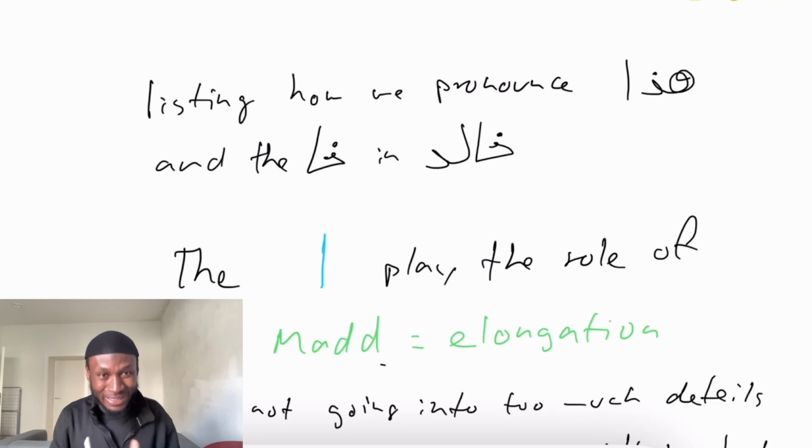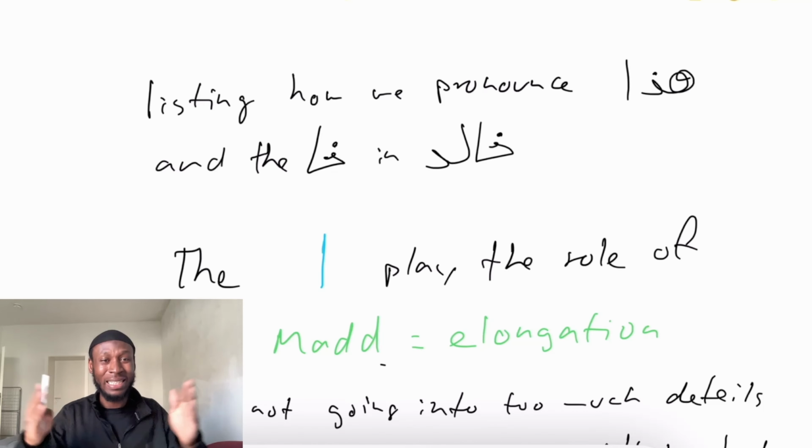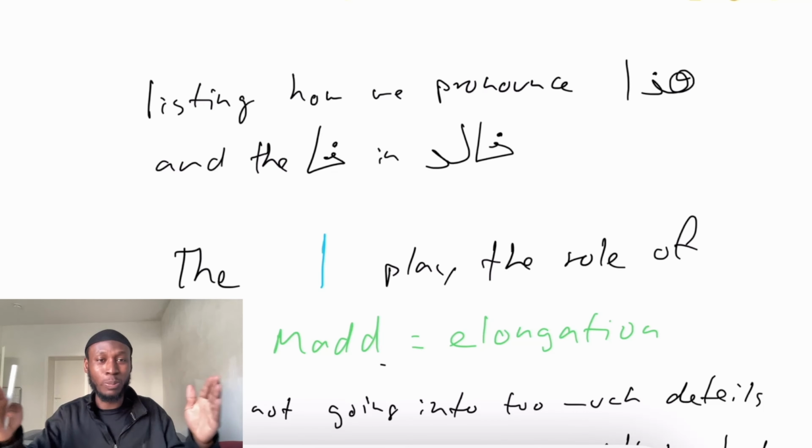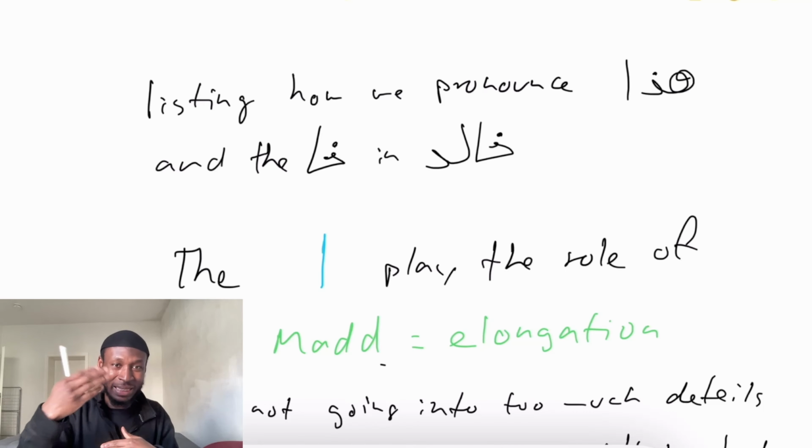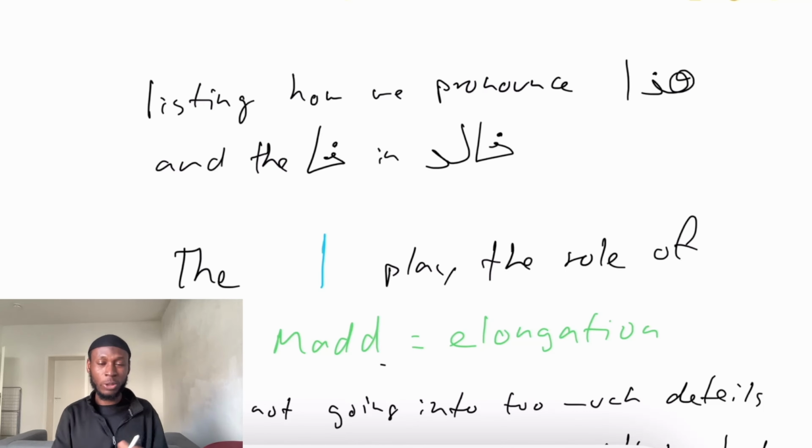Mud means elongation, to prolong the sound of a letter. For now we are going to look at the natural mud. For the natural mud to occur, we have to sign a contract with it. The natural mud has two requests.